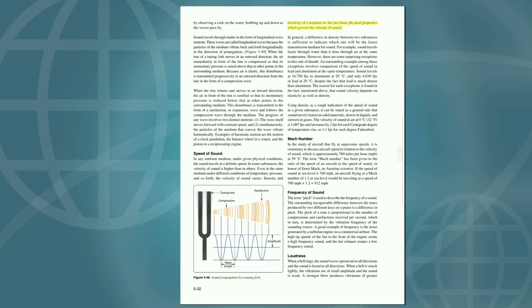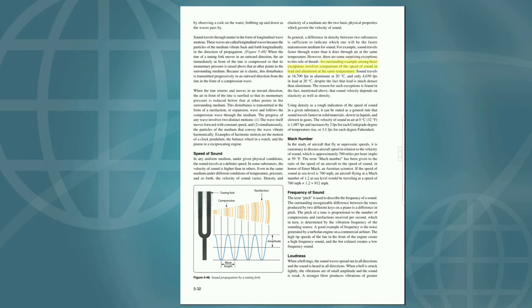Density and elasticity of a medium are the two basic physical properties which govern the velocity of sound. In general, a difference in density between two substances is sufficient to indicate which one will be the faster transmission medium for sound. For example, sound travels faster through water than it does through air at the same temperature. However, there are some surprising exceptions to this rule of thumb.